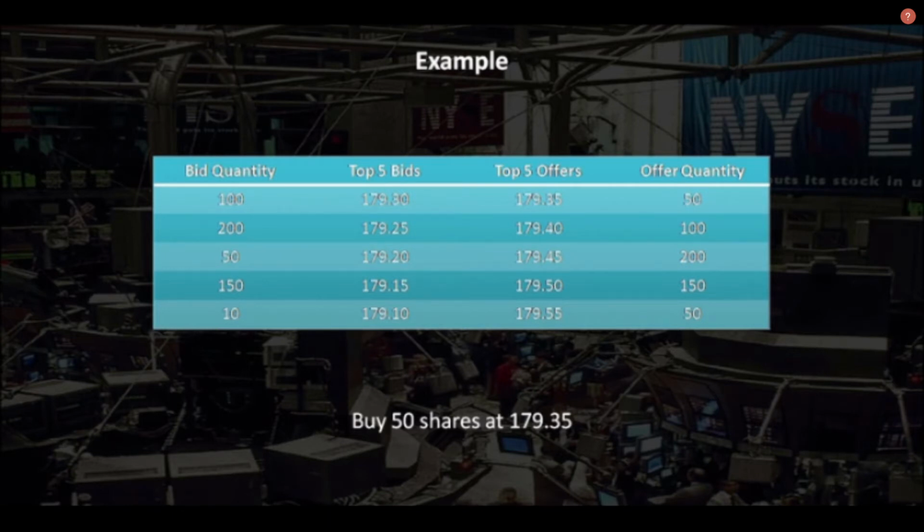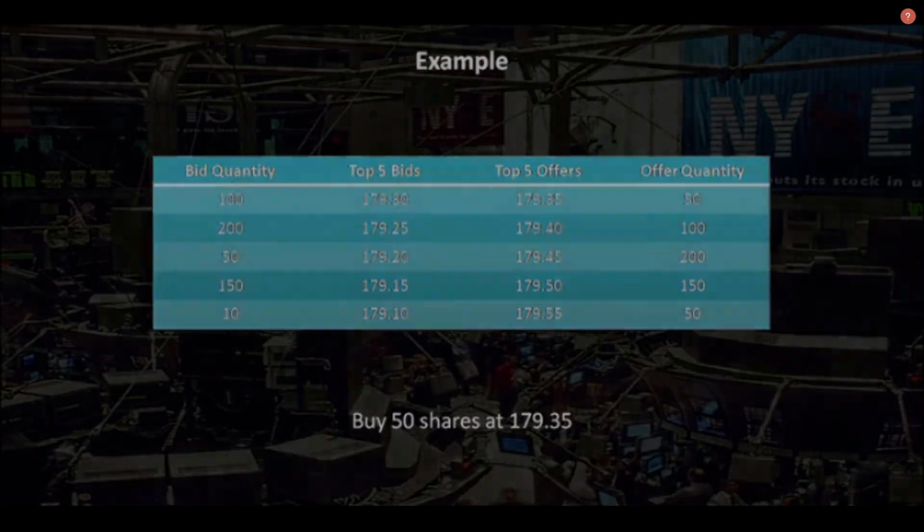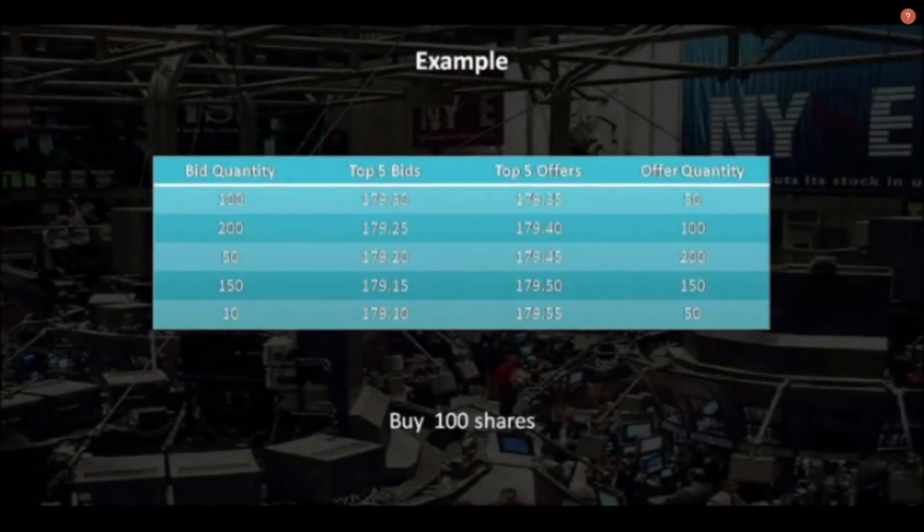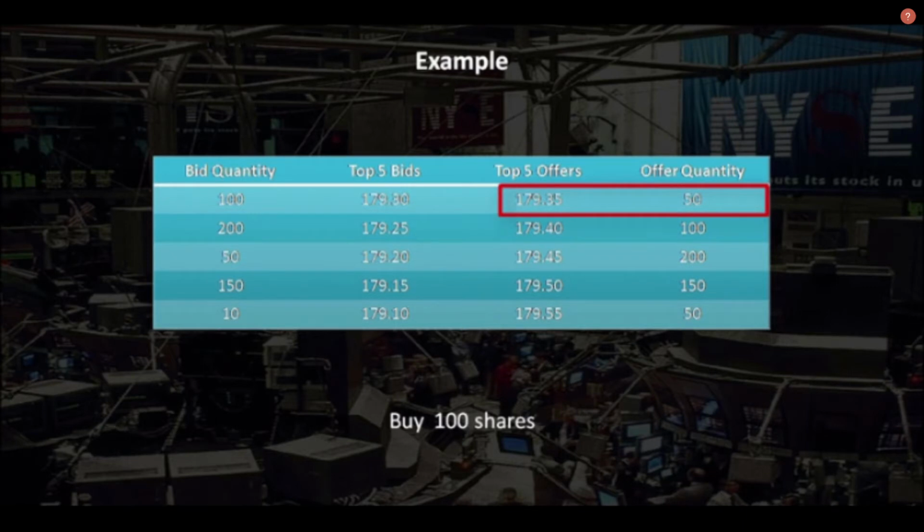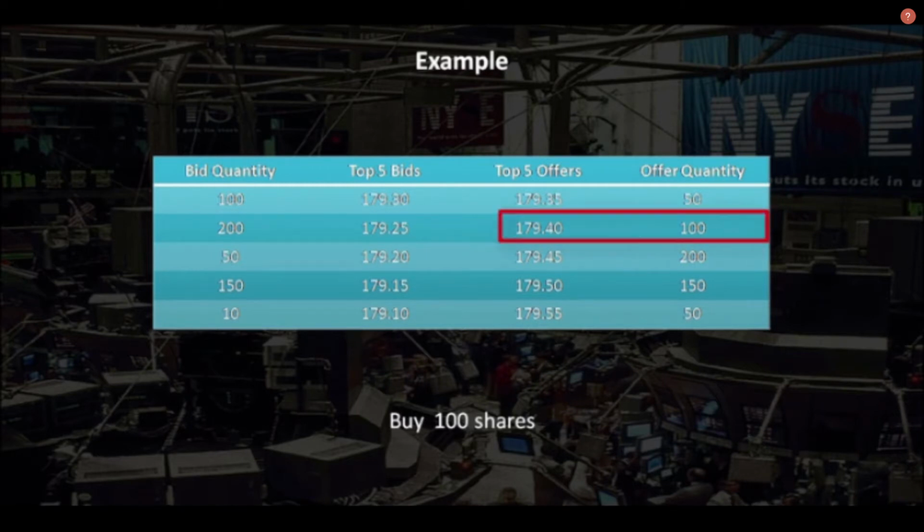Now if instead of placing an order to buy 50 shares, suppose you place a market order to buy 100 shares. In this case, you will be able to buy 50 shares at 179.35 since only 50 shares are available at that price. Another 50 shares would be bought at 179.40 as this is the next best offer available in the market at the time.